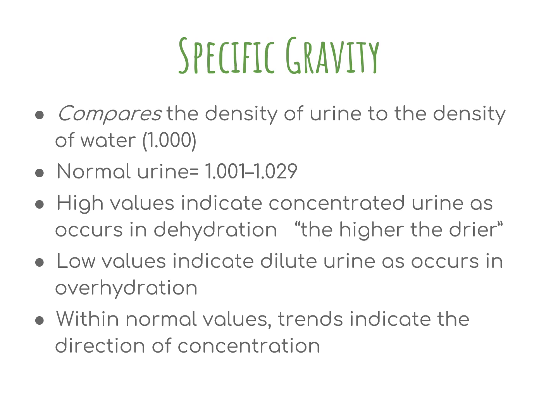Within normal values, trends indicate the direction of concentration. Again, high values indicate concentrated urine, as occurs in dehydration. So the higher the value, the drier. The low values indicate dilute urine, as occurs in overhydration.